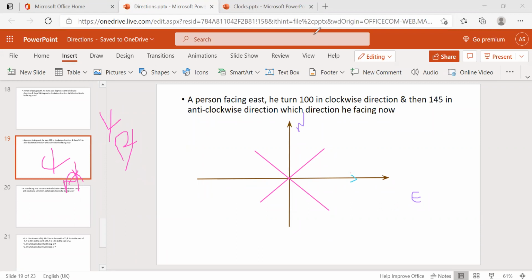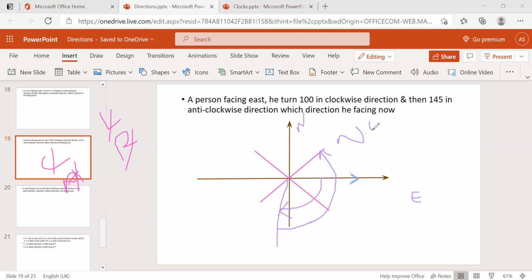He's facing east now, and he turned 100 degrees clockwise. Clockwise means like this. So it is 90, and maybe 10 more here. It is 100, and again he turns 145 anti-clockwise. First he moves like this, and now he's moving like this. How many degrees from here? 145 degrees. So this is 100, and this is 45. Is it clear? Now which direction is this?